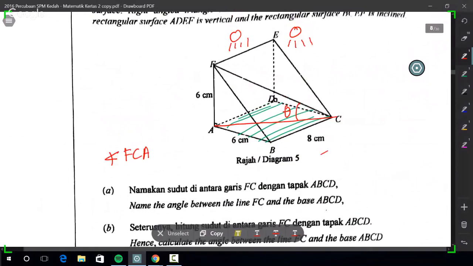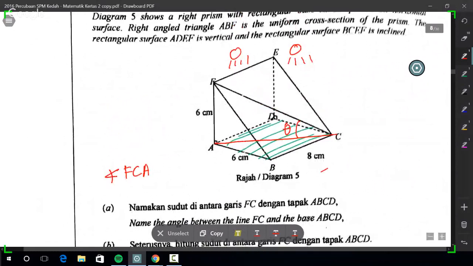Okay, so then they ask you to find the angle for this one. So in order to find this angle, I will draw out the right angle here. This one is the right angle. This is F, this is C, this is A. And then this is my angle, which I want to find. And then I have my length here is 6.